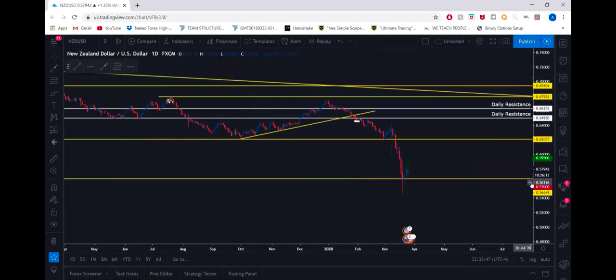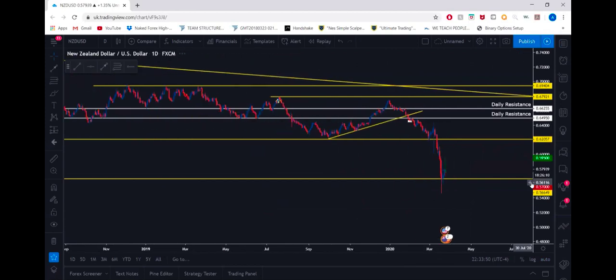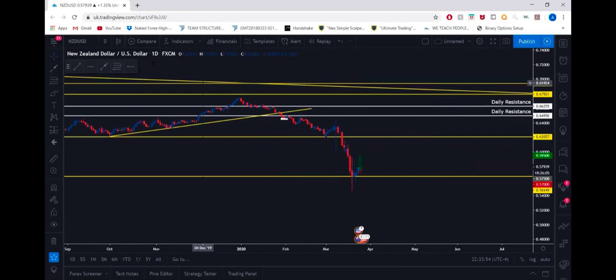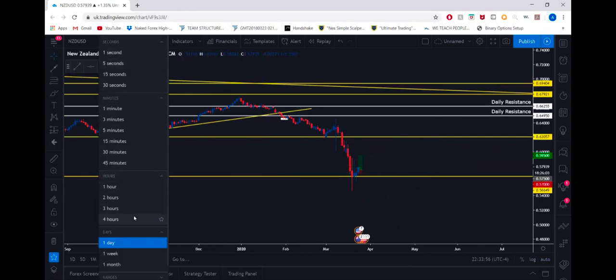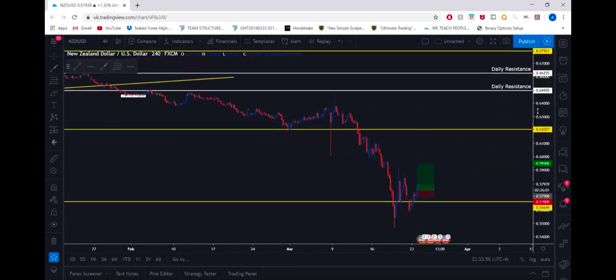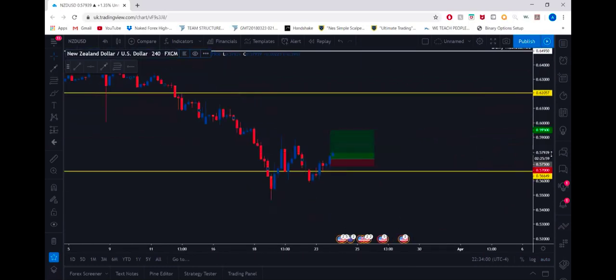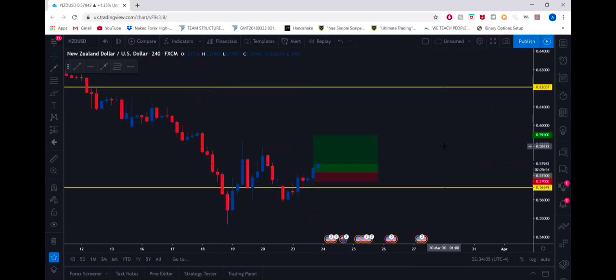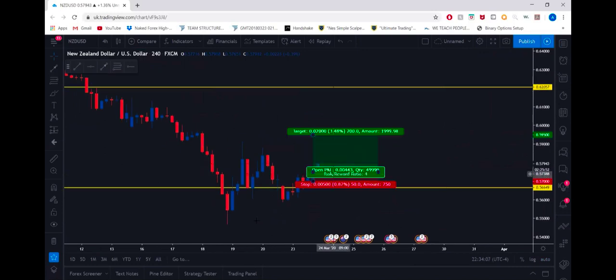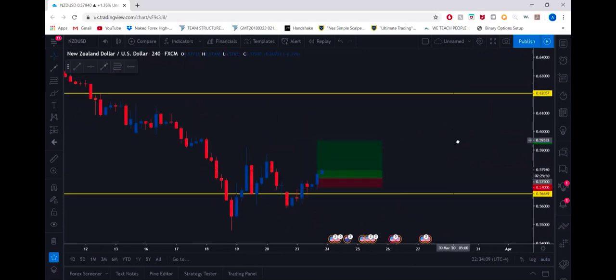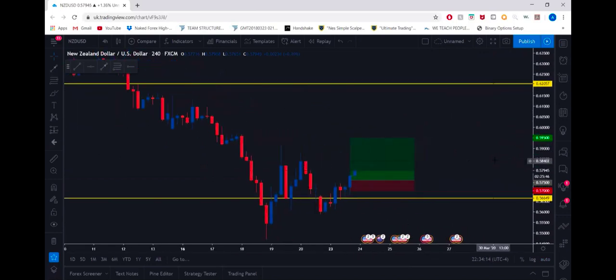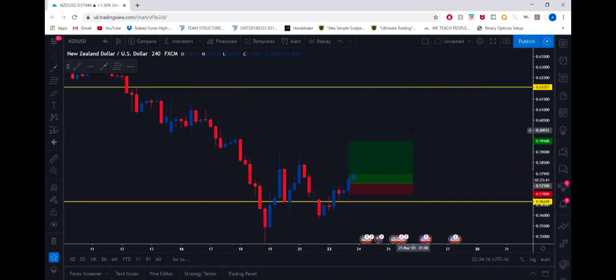NZD USD, we are in this buy at the moment. There's a really nice rejection here. Let's go on a 4 hour so we can see clearly. There we go. There was a nice rejection here, followed by the double bottom and also a higher high.